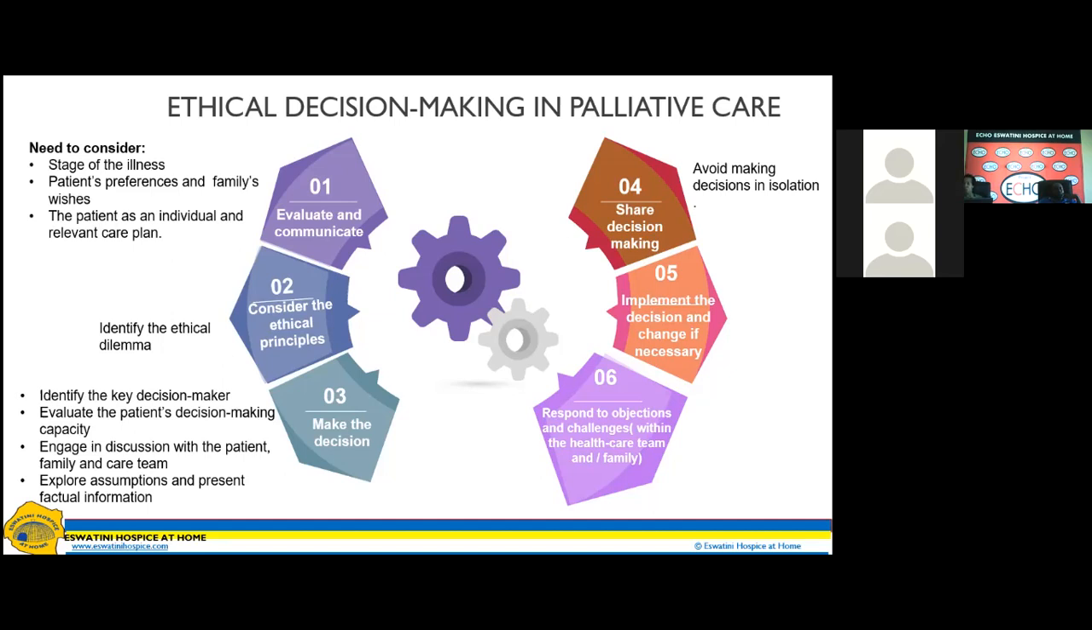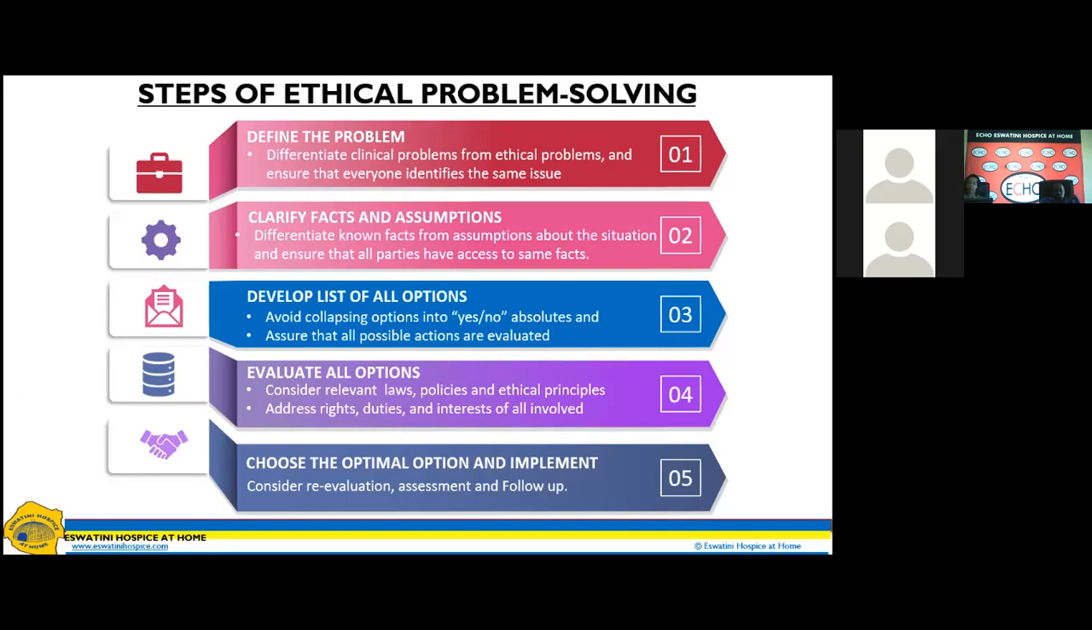Number 6, we should respond to objections and challenges within the health care team and family. We should respond to the objections and challenges. And then here we have the steps now to solve the problems. Let's see how we can solve this one.